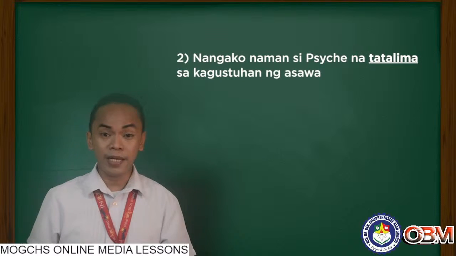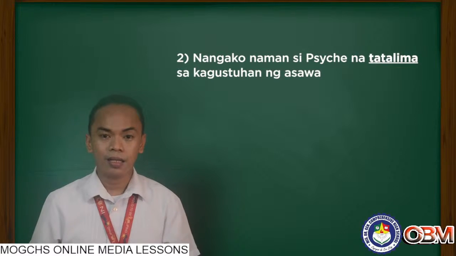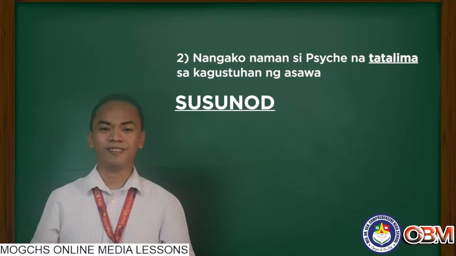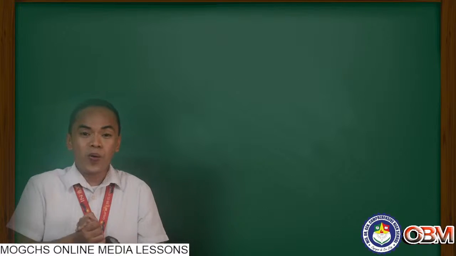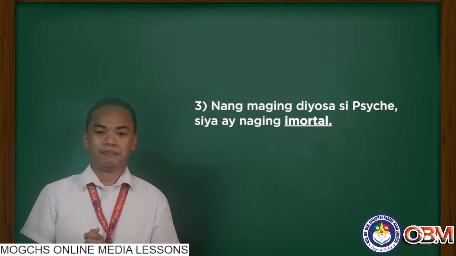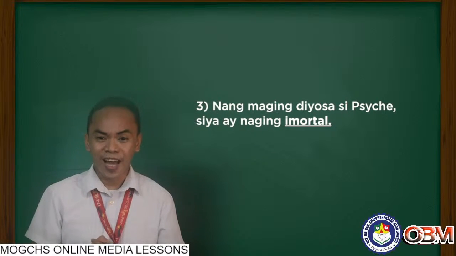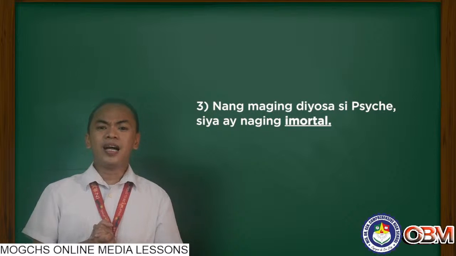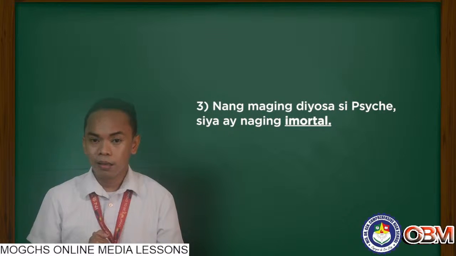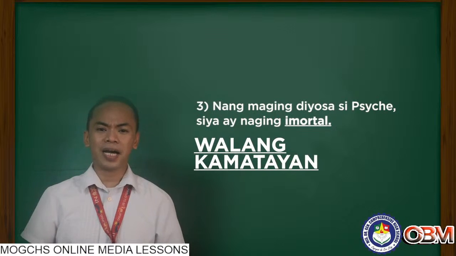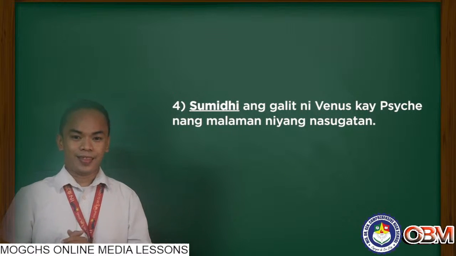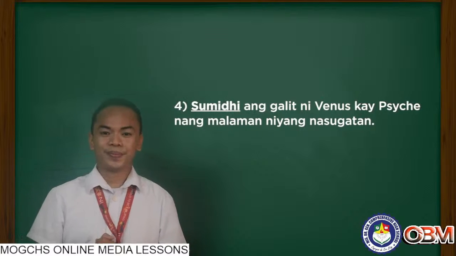Pangalawang pangungusap. Tatalima, na ang ibig sabihin ay napakagaling, susunod. At ang pangatlong pangungusap ay immortal, ang ibig sabihin ay tumpak, walang kamatayan.